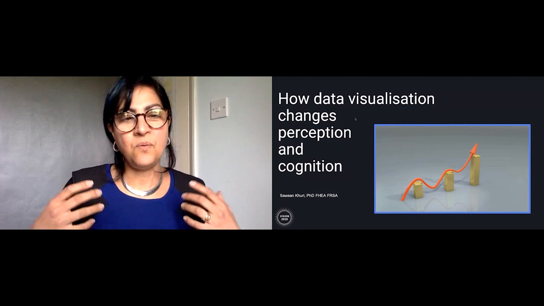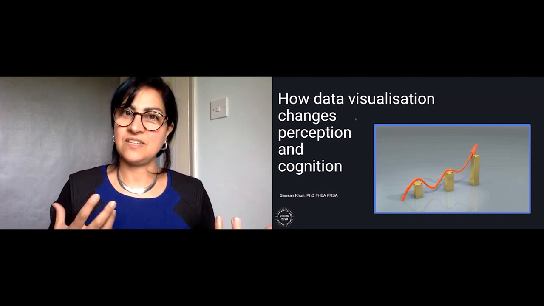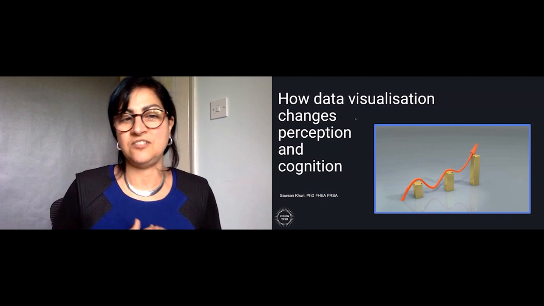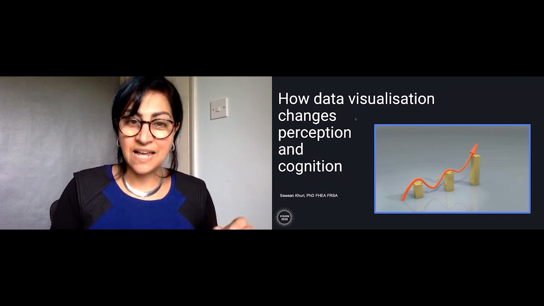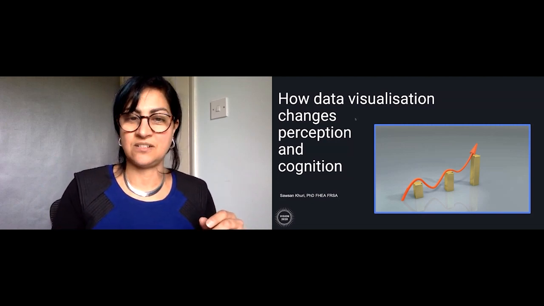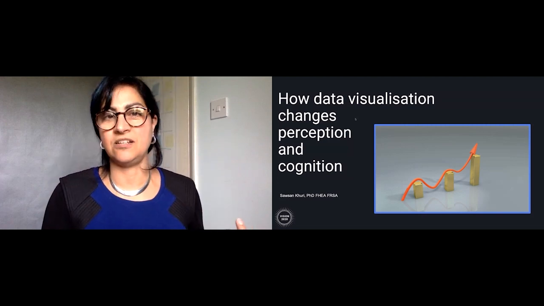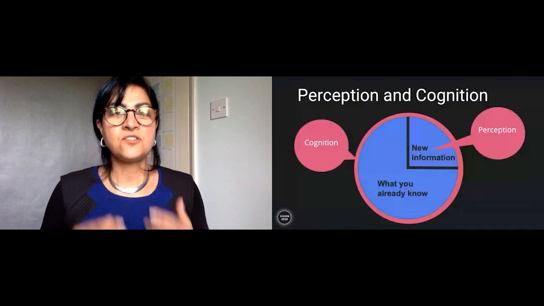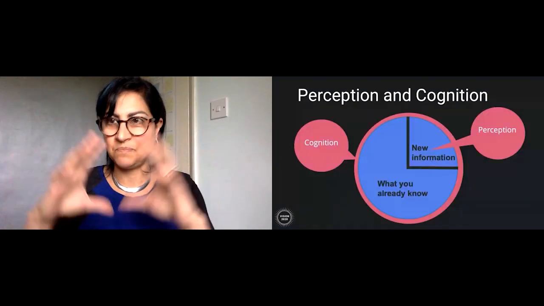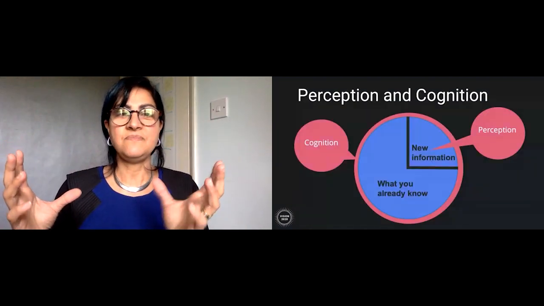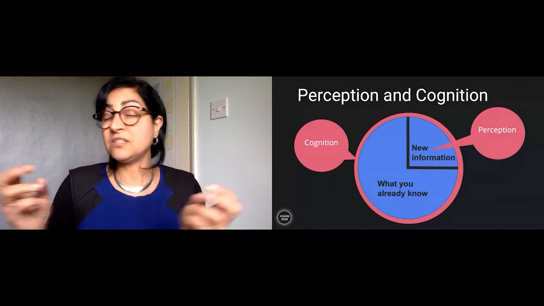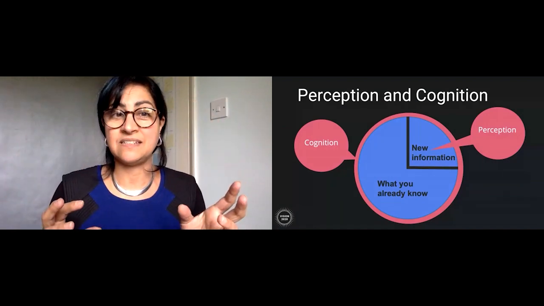So what you perceive is what you see, what you hear, new information that you take in. How you understand what you perceive is your cognition. It is about matching the new information to pre-existing knowledge that you already have. So here I've used a very simple pie chart, basically. Very simple diagram. I could have used a jigsaw puzzle just as easily.